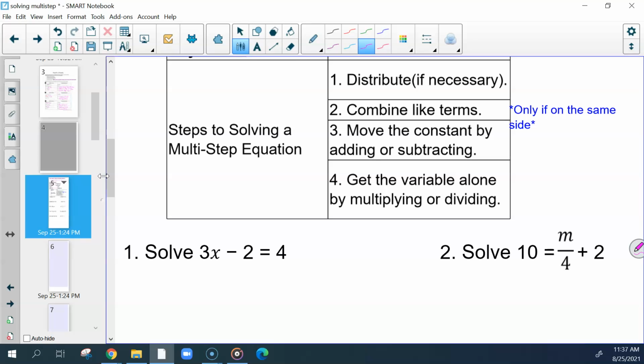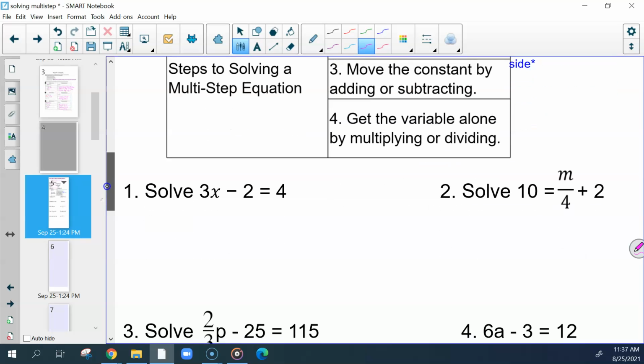Combine like terms, so if you have two of the same sort of term on the same side, we'll get into other examples when they're not on the same side. You can combine them using whatever operation is in front. And then our goal here is to get the variable by itself and figure out what that is.